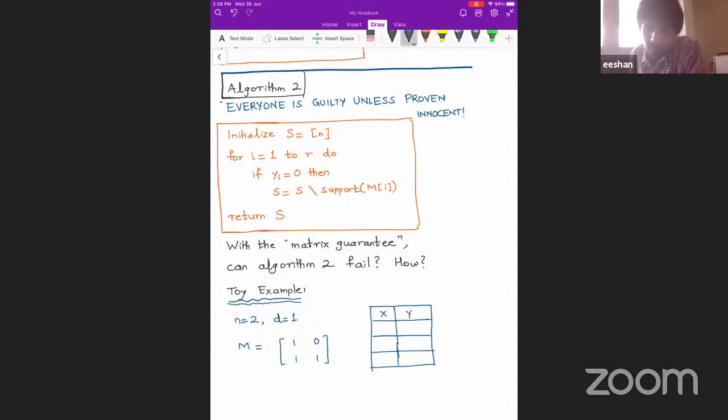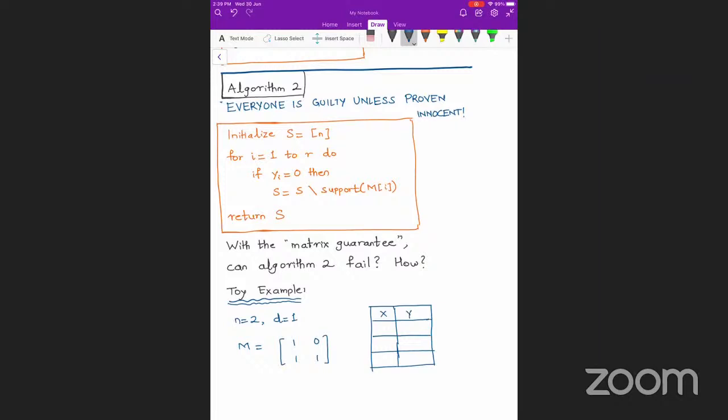So is this algorithm clear? This very simple algorithm, we'll just see if it works or not. So in this case, the support was those 1, 2, and 3, right? Yes, so you remove them. That's it. That's exactly what is happening.